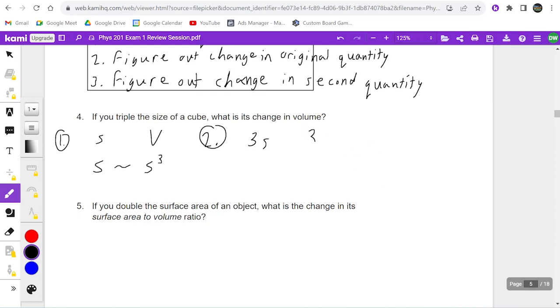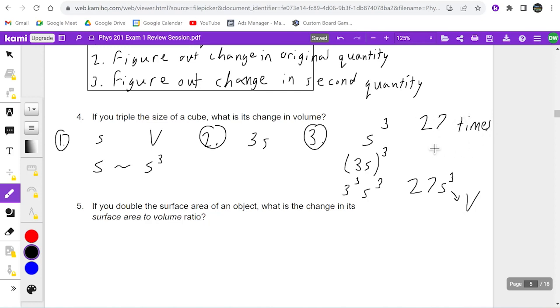And then step 3, I need to figure out what the change is for my volume. Remember what we just said. Volume is size cubed. And we just tripled the size. So 3s cubed, like this. Notice I have to cube the whole thing. And hopefully you remember your properties of exponents. And if not, I'll tell you right now. This is 3 cubed times s cubed. 3 cubed is 27 s cubed. And remember, the s cubed just means our volume. So in other words, the answer is 27 times bigger.